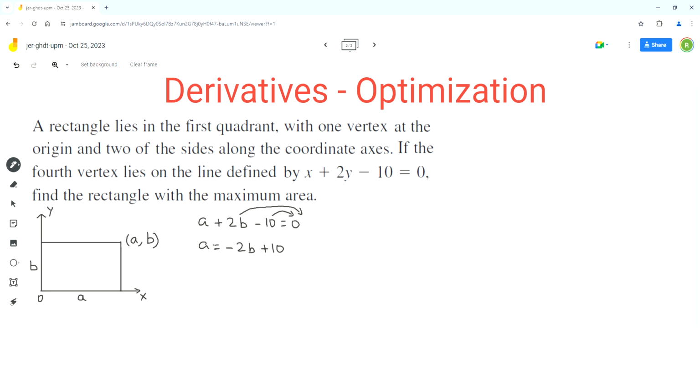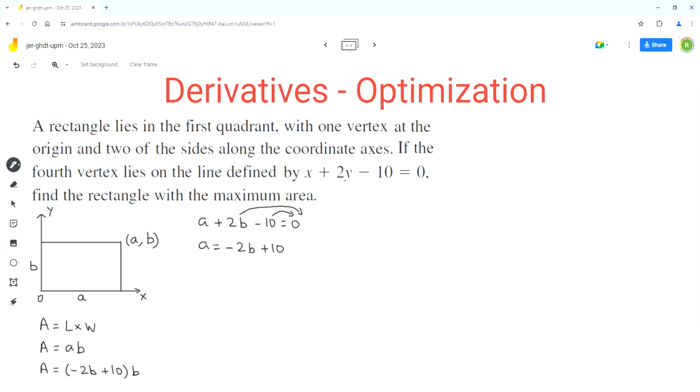Now we have to find the rectangle with the maximum area. So let's start with the formula for area of a rectangle. It's equal to length times width. The length of this rectangle is A and the width is B. Now this area equation has two variables A and B, so we can do the substitution for A using the equation for A. So we can replace A with negative 2B plus 10.